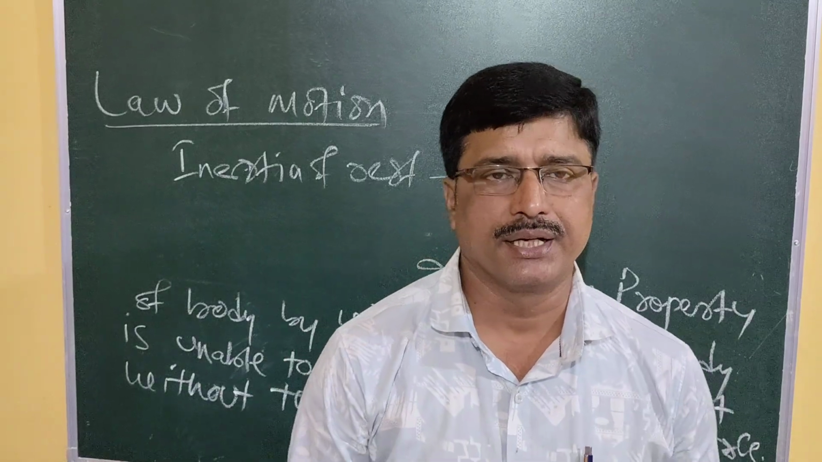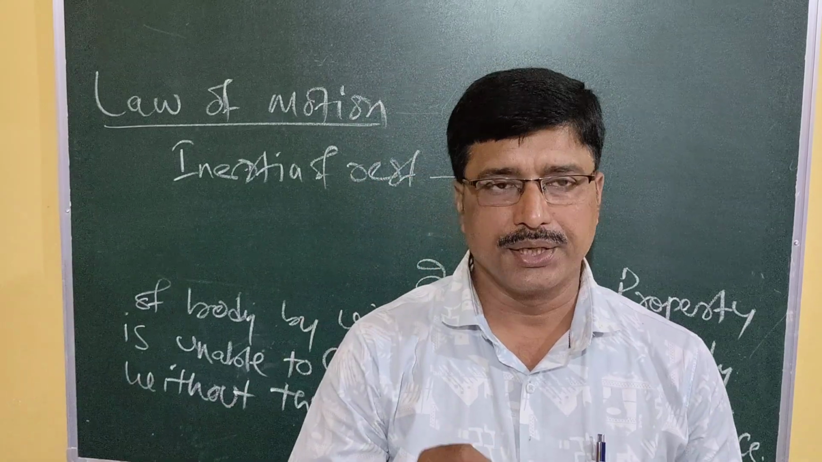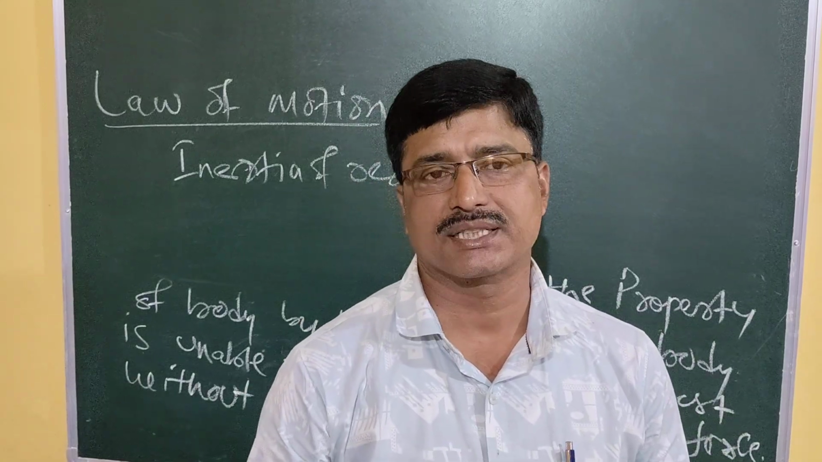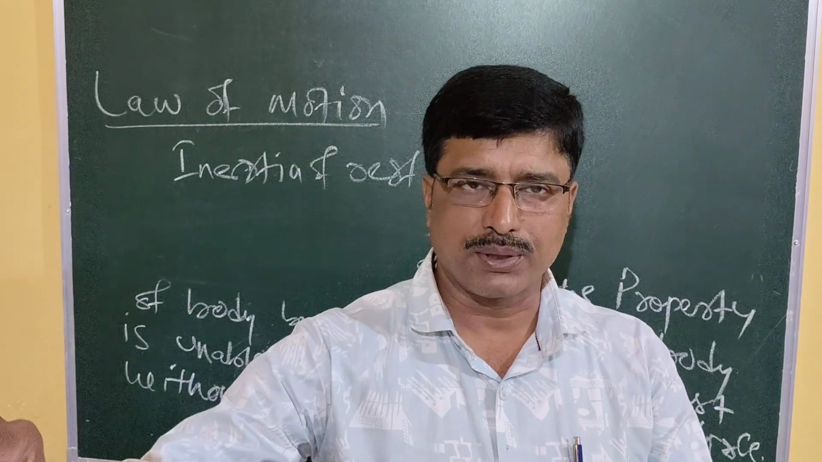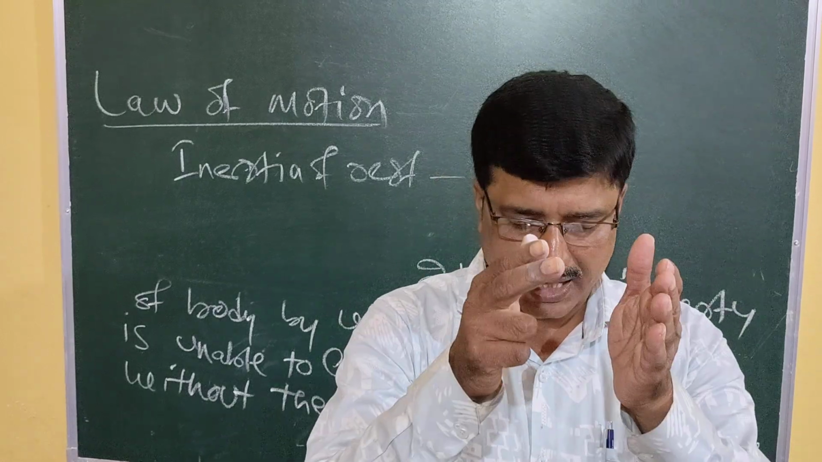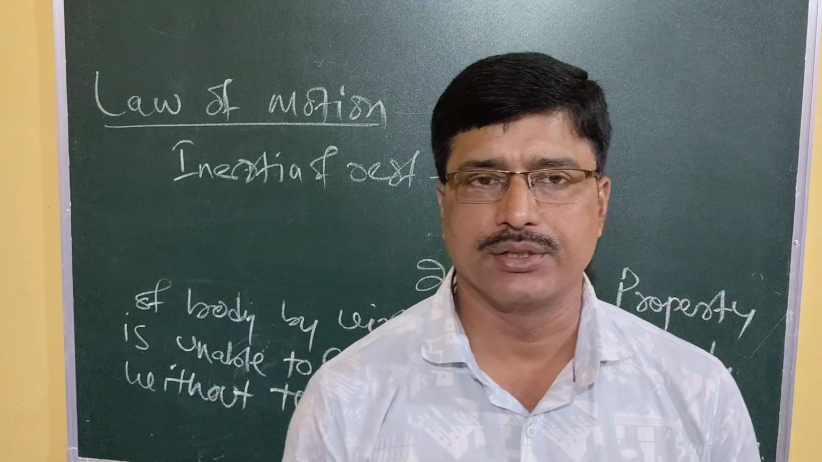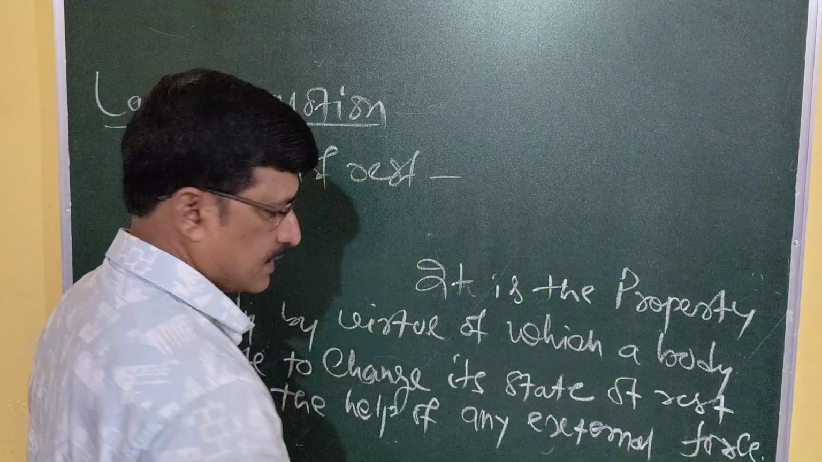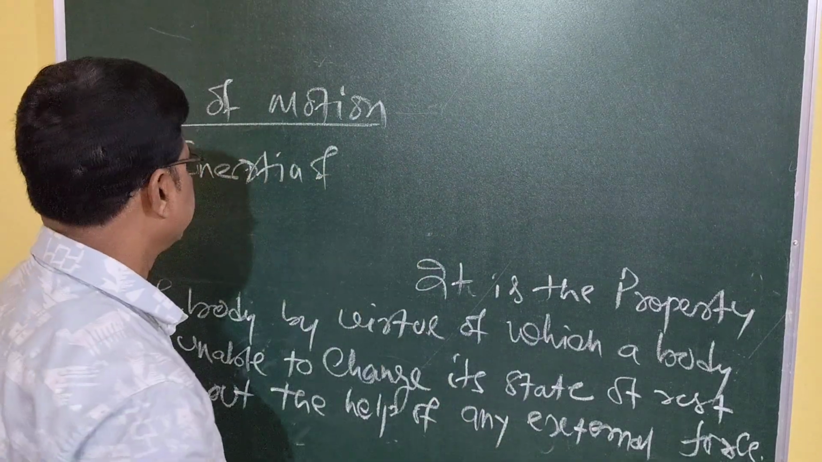Similarly, you have seen that when we play carrom and strike the lower dot with the striker, the lower dot moves from that place to some other place, but the other dots stay at their positions. That is also an example of inertia of rest. Now we shall discuss inertia of motion.